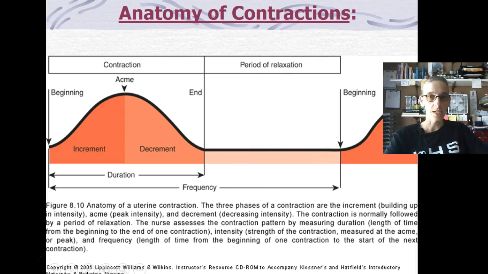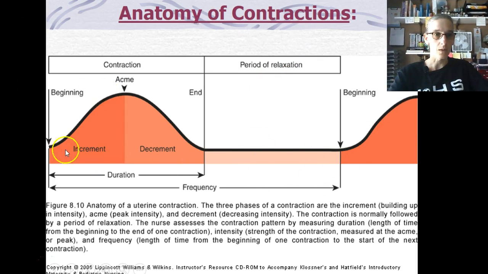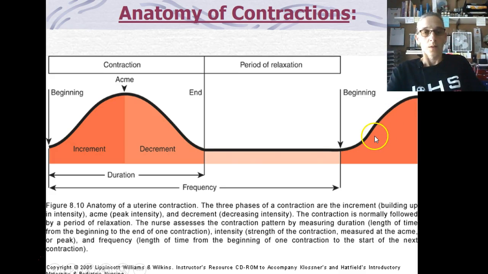Okay, anatomy of a contraction. This is a very good example for you. So this is increment. We're building up. We hit the top, our acme, and then we're relaxing again and down to decrement. Then we have a period of relaxation, and then we start again. Okay. I know this is a lot of material, so please ask me questions, whatever you have questions about, so that I can explain a little bit easier to you, because this stuff, honestly, you're just really going to need to comprehend it instead of memorizing it so you can apply it.